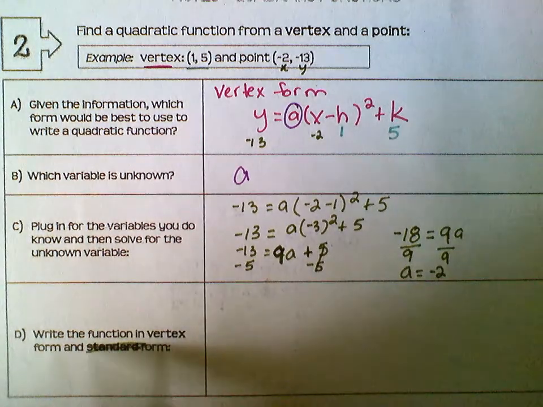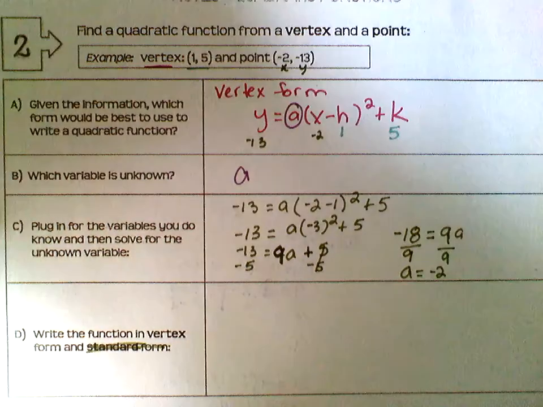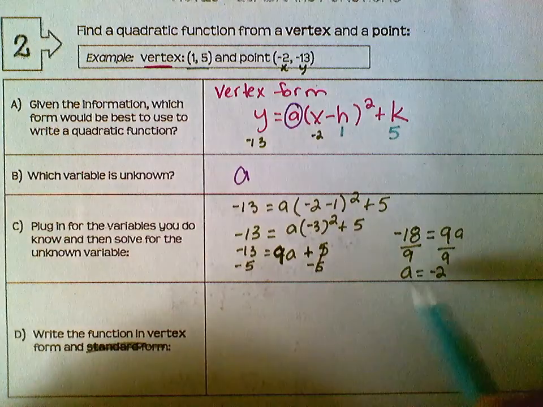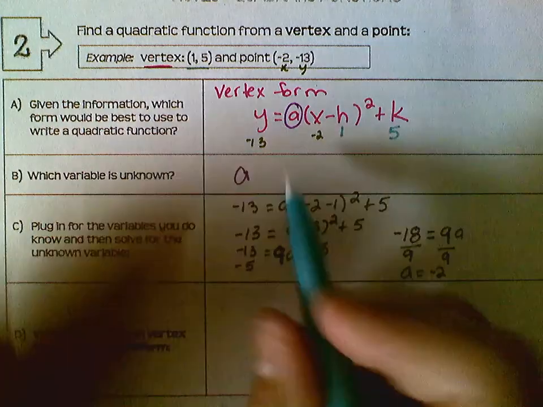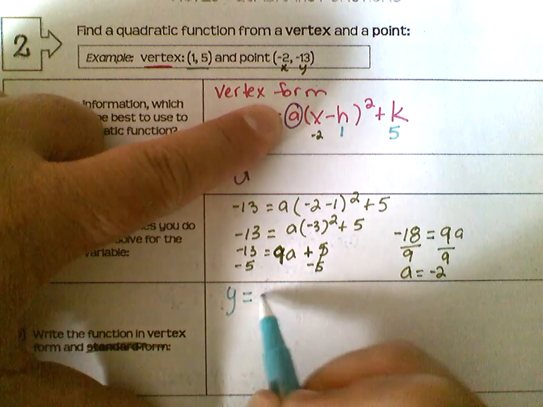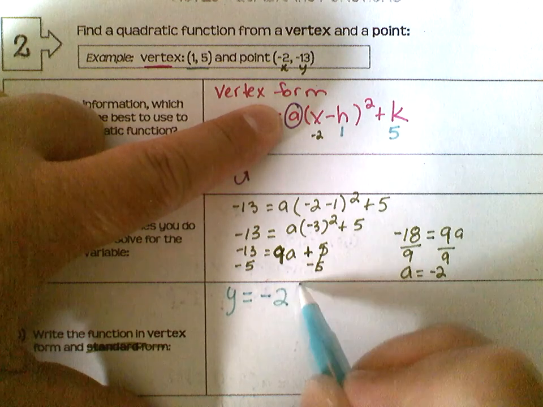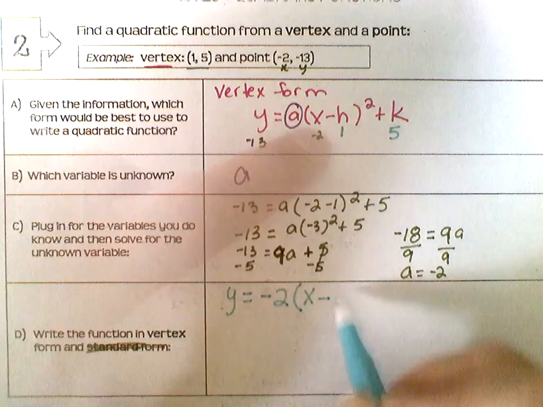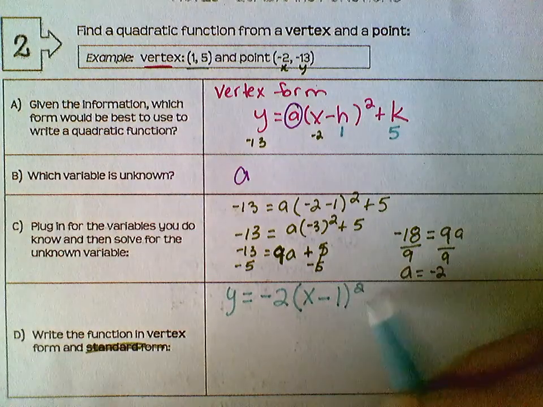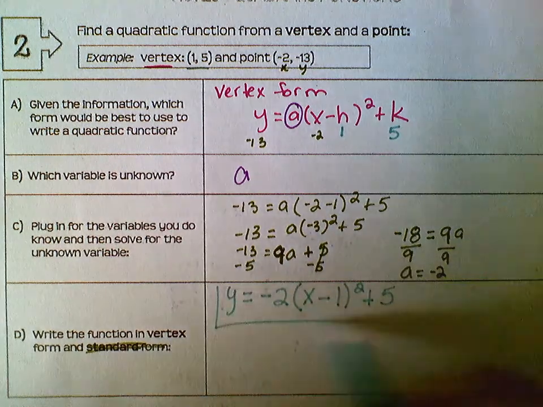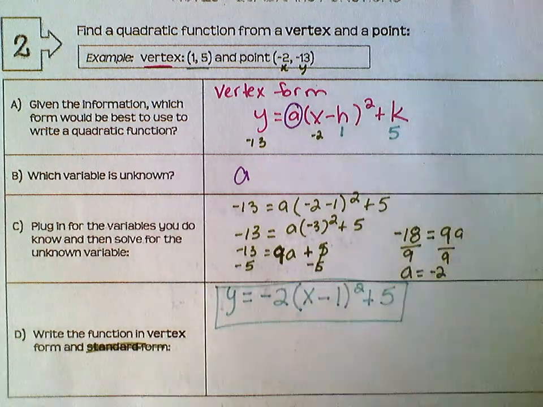Okay, again, we're skipping the standard form this round because we haven't talked about something. And so we'll substitute the a back in, leaving the x and the y. So it's y equals a is negative 2. And then we have x minus the 1 squared plus the 5 at the end. And so that's our equation in vertex form.